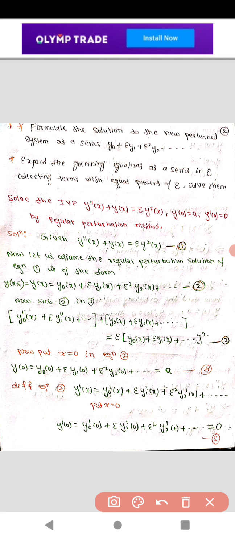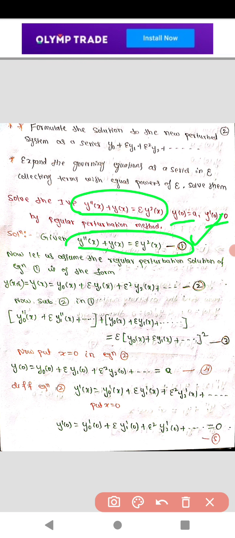The problem is: solve the initial value problem y double dash of x plus y of x equals epsilon y square x. Remember, here epsilon is very small, with the conditions y of 0 equals a and y dash of 0 equals 0. Solve by the regular perturbation method. First collect the data that is given: y double dash of x plus y of x equals epsilon y square x. Take this as equation 1.